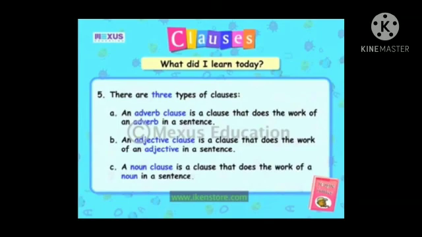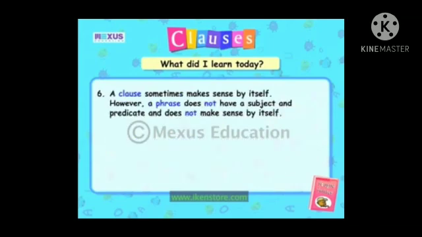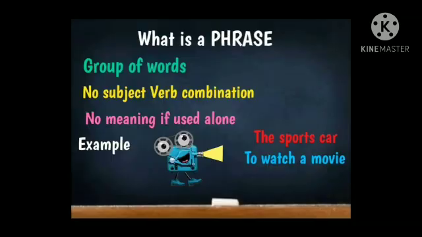What is an adverb clause? An adverb clause is a clause that does the work of an adverb in a sentence. An adjective clause is a clause that does the work of an adjective in a sentence. A noun clause is a clause that does the work of a noun in a sentence. A clause sometimes makes sense by itself. However, a phrase does not have a subject and predicate and does not make sense by itself.